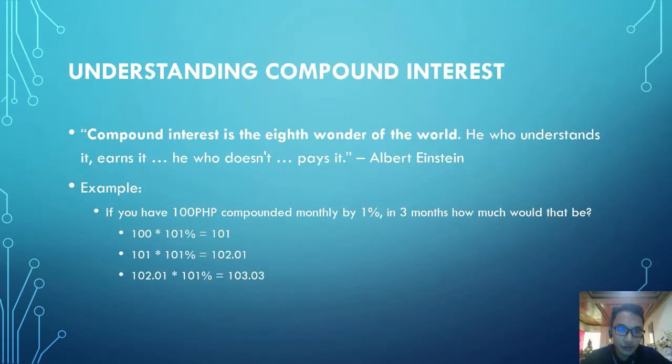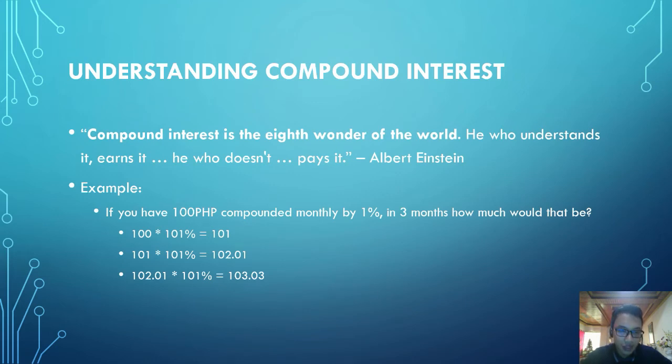So for those who are not familiar with compound interest, compound interest is interest earned from the previous interest. Compound interest is the eighth wonder of the world. He who understands it earns it. He who doesn't pays it. By Albert Einstein. So even Albert Einstein, a genius, understood how money would work for you and how money would work against you.